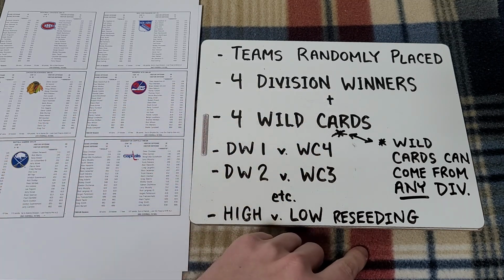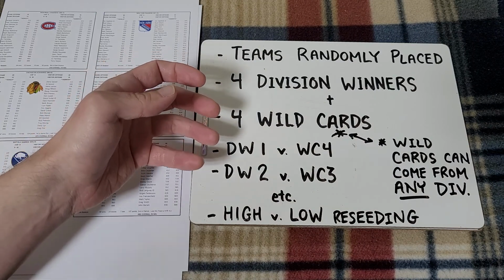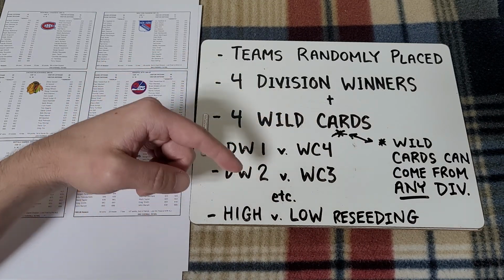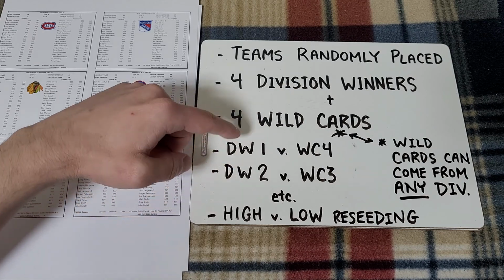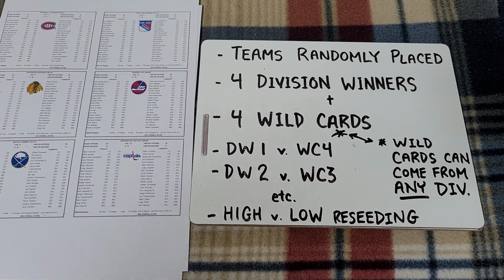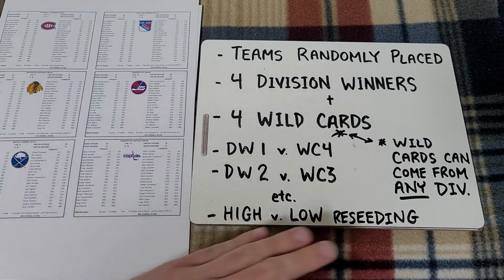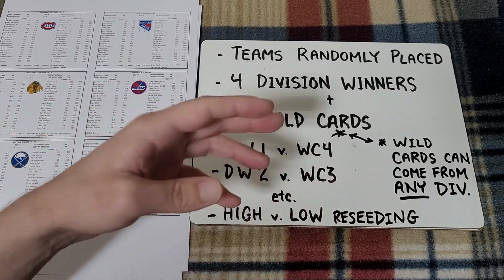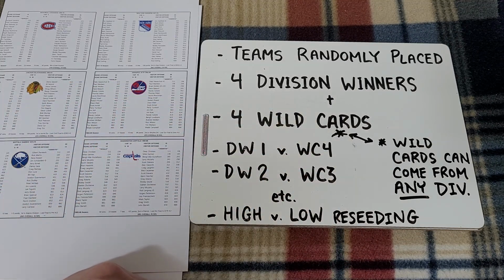High versus low reseeding. So let's say that there is an upset in the opening round. That doesn't guarantee that, say, this team advances and this team does not, it doesn't automatically mean that these two teams will see each other in the following round. I don't think it does. Maybe it does, actually. Anyway, high versus low reseeding, home ice advantage. And I want the best possible matchups in the semis and the final. But yeah, the wild cards can come from any division in this setup.